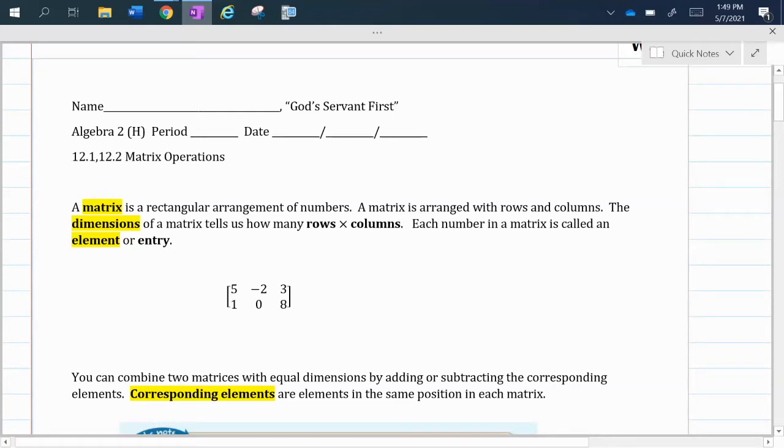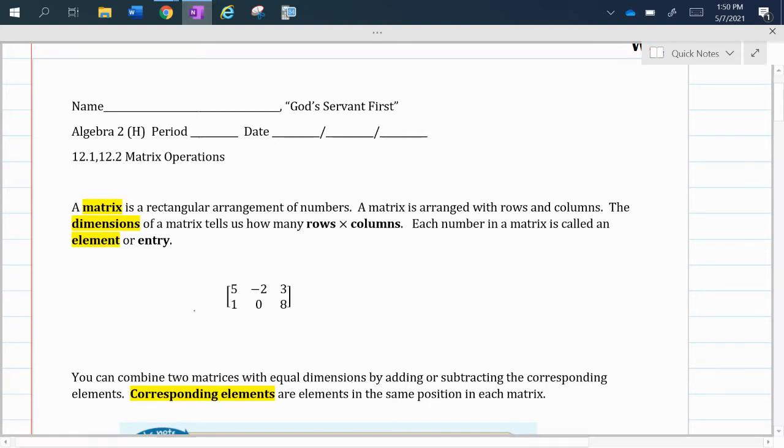A matrix is a rectangular arrangement of numbers. A matrix is arranged with rows and columns. The dimensions of a matrix tell us how many rows by how many columns. Each number in a matrix is called an element or an entry.